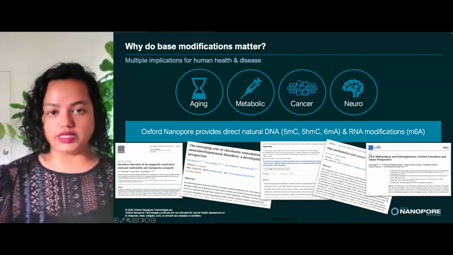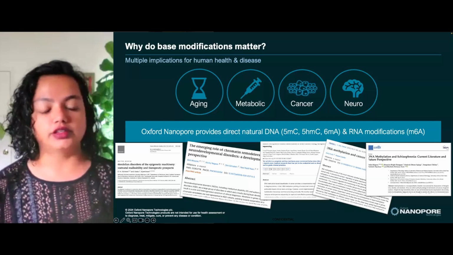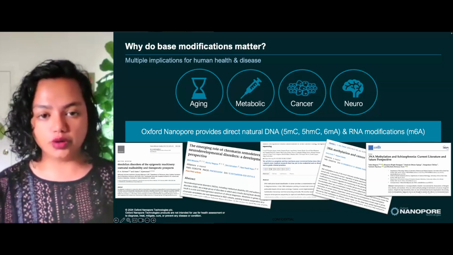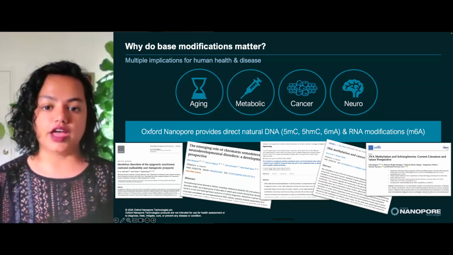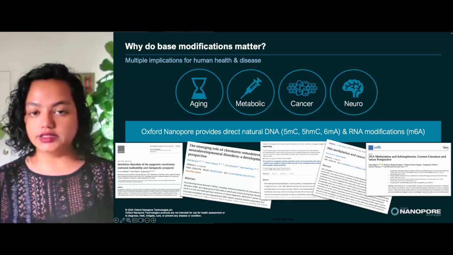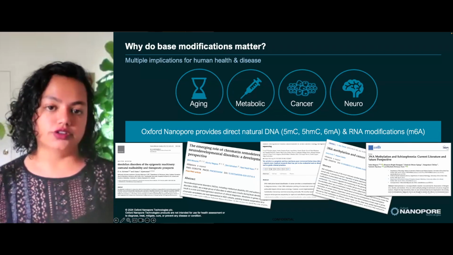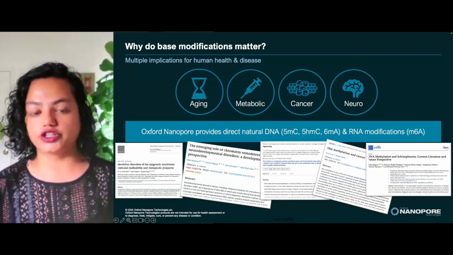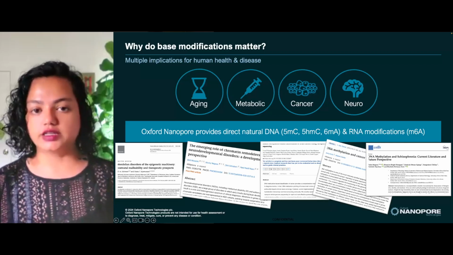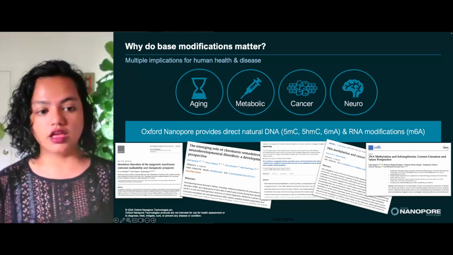Let's look at a few examples of how this happens. So in cancer, hypermethylation of CpG islands in the promoters of tumor suppressor genes leads to increased 5MC, causing gene silencing and uncontrolled cell growth. In neurological disorders, changes in 5MC levels are noted in genes linked to neuronal function and survival. This plays a key role in the development of various neurodegenerative diseases.